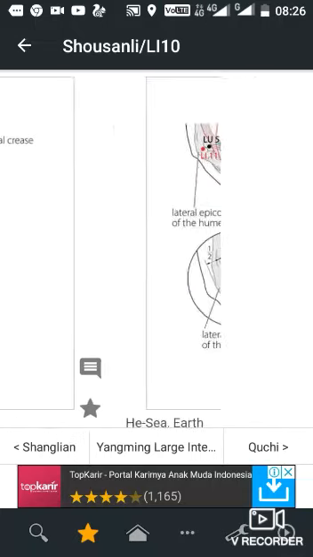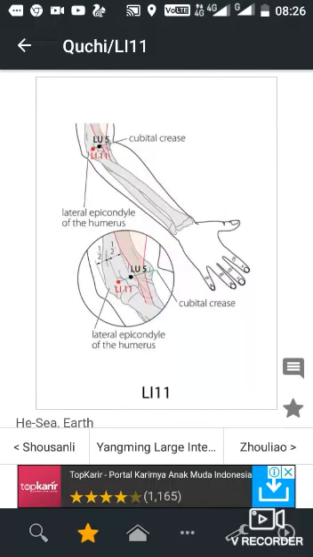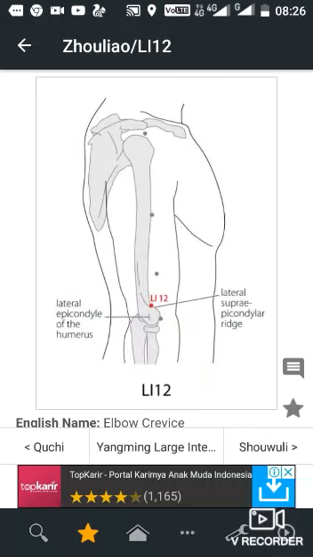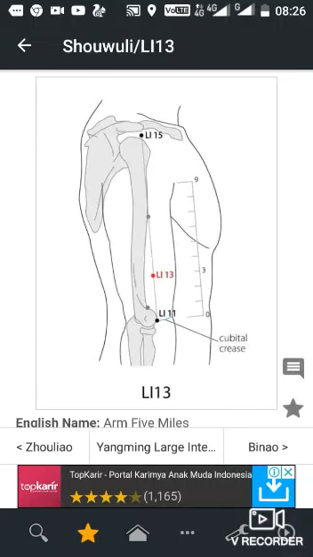Li 11, location. When the elbow is flexed, the point is at the midpoint between the lateral end of the transverse cubital crease and the lateral epicondyle of the humerus. Li 12, location. When the elbow is flexed, the depression 1 cun above and lateral to Quchi, Li 11, directly above the lateral epicondyle of the humerus. Li 13, location. Lateral aspect of the upper arm, 3 cun above Quchi, Li 11, on the line connecting Quchi, Li 11, with Jianyu, Li 15.